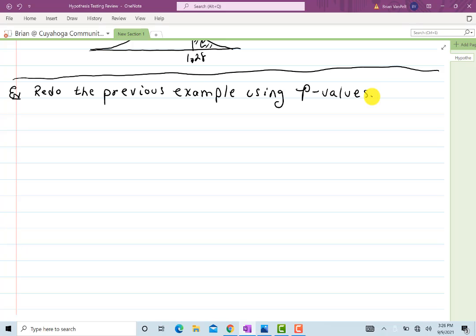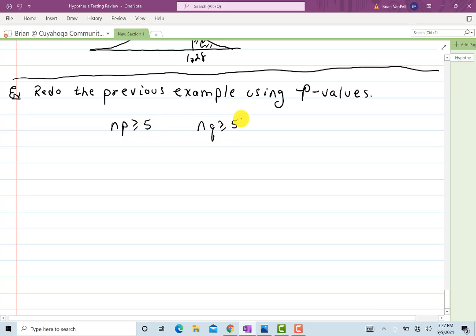So once again, let's go ahead and see what we have. We still would have to check np is greater than or equal to 5 and nq is greater than or equal to 5. But we did that last time, so I'm not going to bother doing that again. And then the test stat is going to be the same thing we did before, and that is z equals p hat minus p all over the square root of pq over n. I put in the numbers last time. You can review what I had.